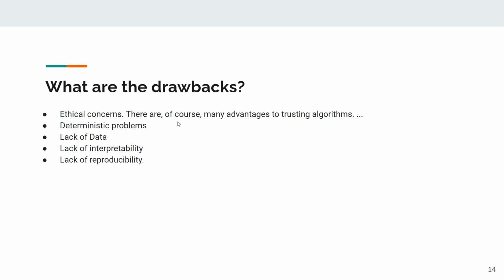So what are the drawbacks? There are always ethical concerns. How much of an advantage is there to trusting algorithms? Some of the things we discussed, like pre-crime and predictive crime, are ethical issues, and a lot of these things overlap. Lack of data, in different situations, also combines with ethical concerns.